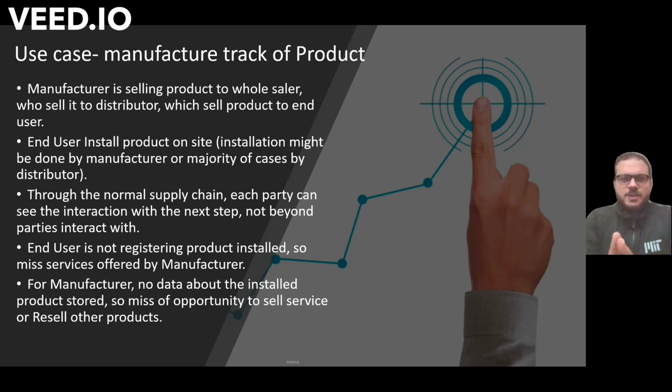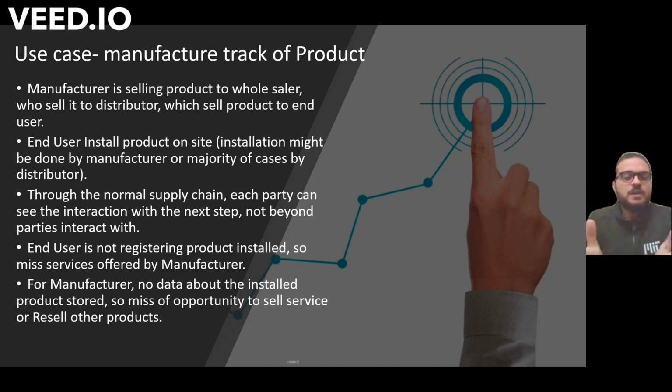Through the normal supply chain, each party can see interactions with the next step. I mean, manufacturer to the wholesaler, wholesaler to distributor, distributor to end user. But there is no transparency. The manufacturer cannot see when the end user received the product and when it was installed. So if the end user didn't register the product, the manufacturer will not have any view of where this product is installed.